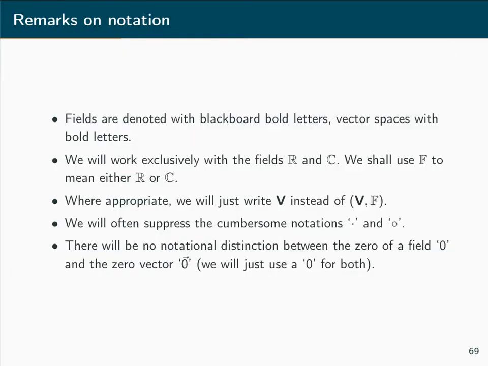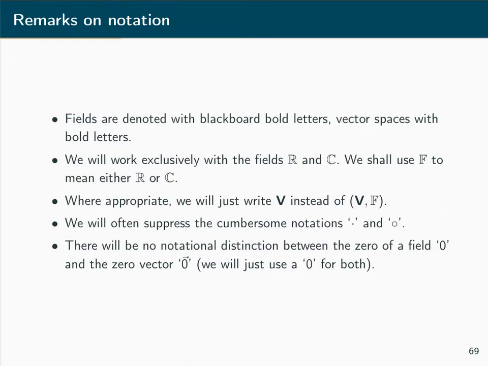Before we continue, this slide contains a few remarks on notation. First, fields are denoted with blackboard bold letters, such as this F. Vector spaces are denoted with uppercase bold letters. As already mentioned, we will work exclusively with the fields R and C. There are in fact more fields that are of mathematical interest, but they have no practical relevance. And therefore, whenever we write F for a field, we mean either R or C.